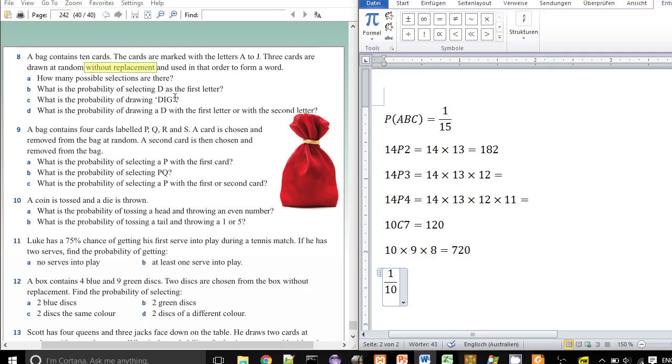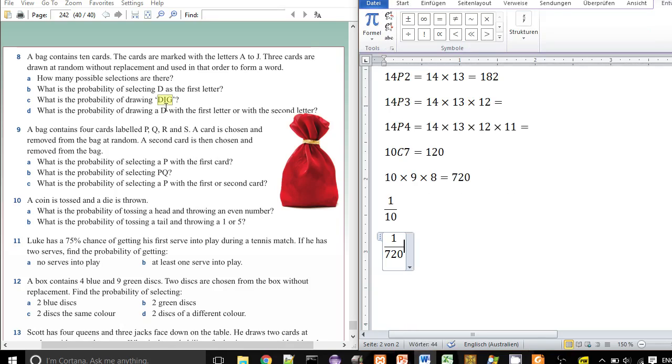That's the chance of selecting D. The probability of drawing D, there's only one way to possibly get it. You have to get those letters in that order, so 1 out of 720. Chance of that is very small. Okay, this is a bit trickier. What's the chance of getting D with the first letter or with the second letter?